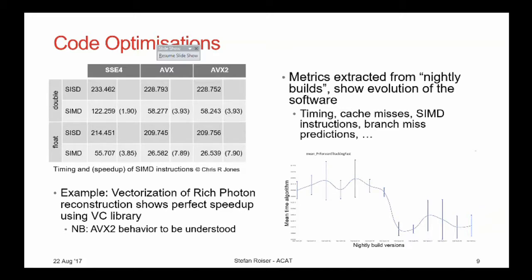Now we are also testing, of course, the evolution of the performance of the software. Every night with our nightly builds, we are running some timing tests. We are extracting some metrics from callgrind, and then we can see the evolution of the performance of the software. Here you can see one of the algorithms where unnecessary mallocs were removed. This gave some 20% improvement in the performance.